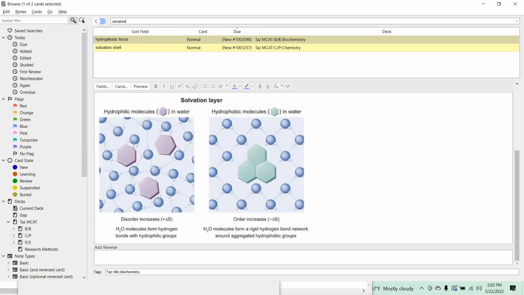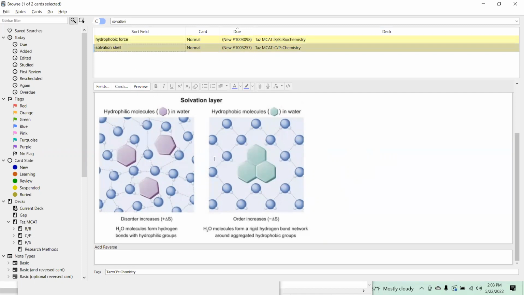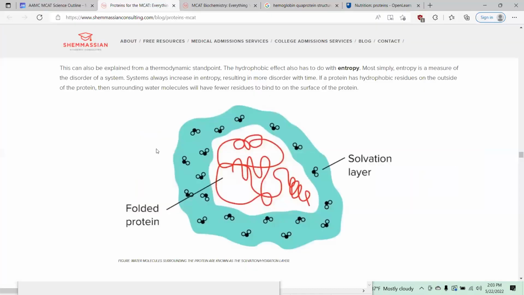So non-rigid for polar. Correct. If it's a polar molecule, the water molecules are non-rigid. If it's a non-polar molecule, if it's a hydrophobic molecule, the water molecules have to be rigid to accommodate this structure. H2O molecules form a rigid hydrogen bond network around aggregated hydrophobic groups, whereas H2O molecules form hydrogen bonds with hydrophilic groups. Because they can't bond to this hydrophobic molecule, they have to cage it in, whereas they can bond to the hydrophilic molecules, so they're happy to link and then unlink. They're very go with the flow. Okie dokes. So I think that's pretty good.